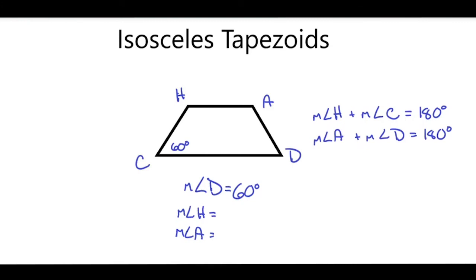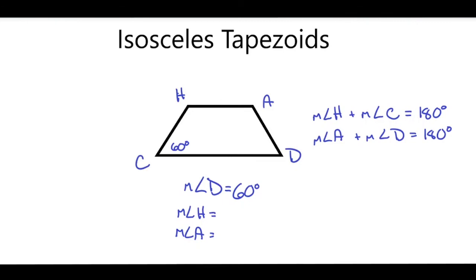Also, the measure of angle A plus the measure of angle D also equals 180 degrees. So those are also supplementary. So in an isosceles trapezoid, if you know the measure of one angle, you can find the measures of all the rest of the angles in the trapezoid.